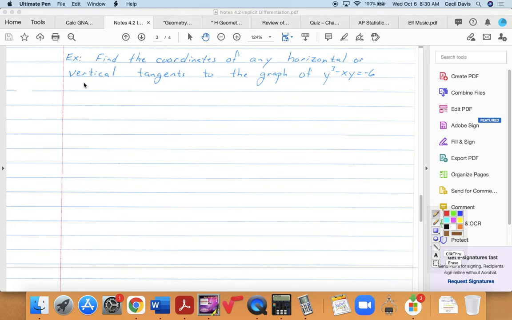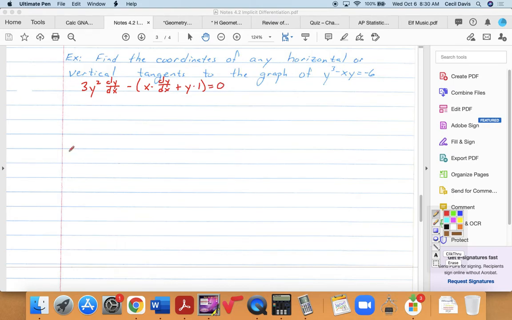So the derivative of y cubed is 3y squared dy dx. Is this the one we just did? Yep. Let's do it again just for fun. So x times dy dx plus y times 1 equals 0.